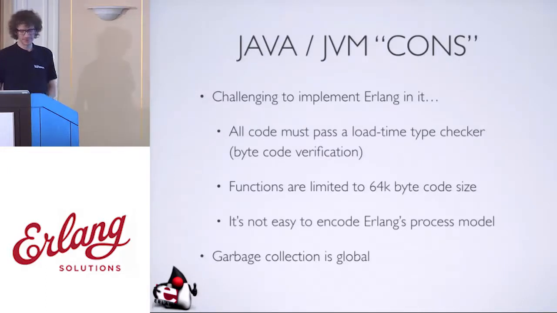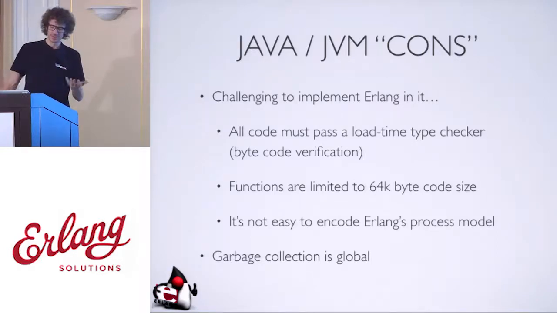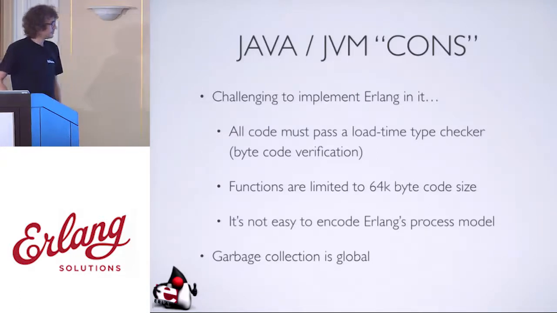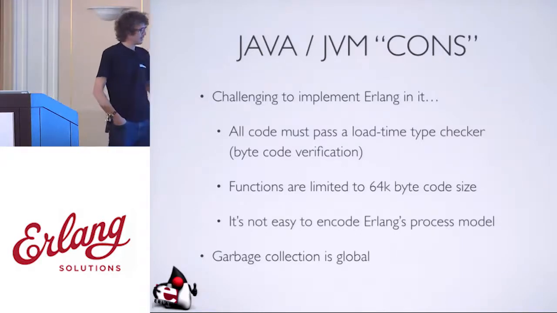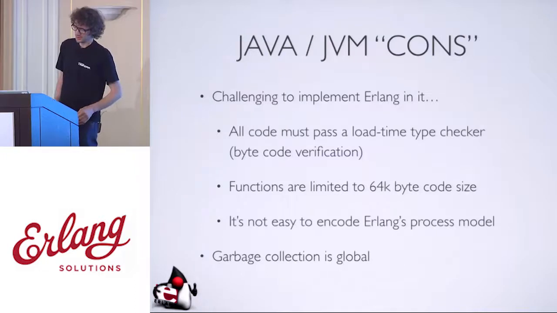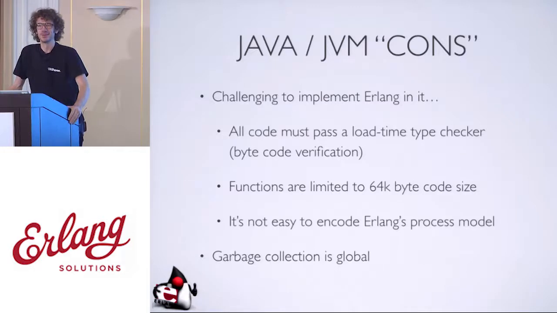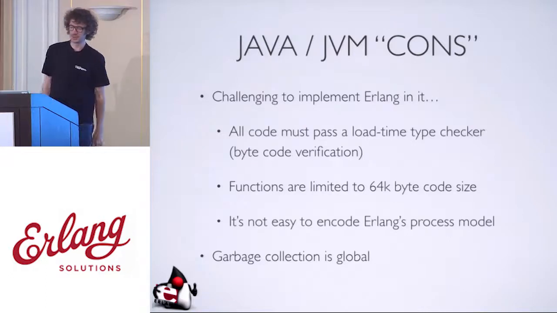And there are various peculiarities, like it's not very easy to encode Erlang's process model, because in Erlang there are these very lightweight processes. Those don't exist in Java. There's threads. And then probably a quite critical thing that I often come across is that garbage collection is global. When I talk to people about it, they say, but what about garbage collection? And of course, garbage collection in Java is something that every once in a while more or less stops the world for maybe a couple hundred milliseconds. So if you're into low latency kinds of things, that's obviously an issue.